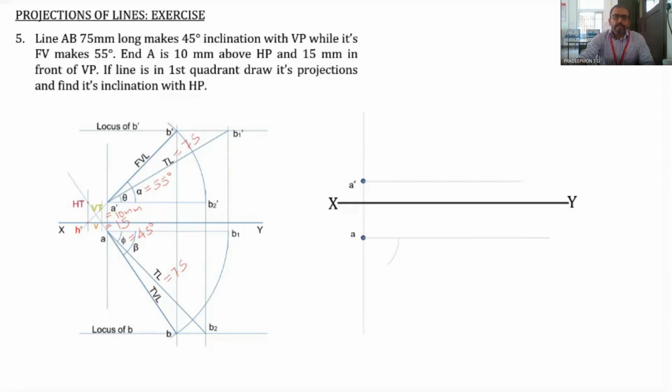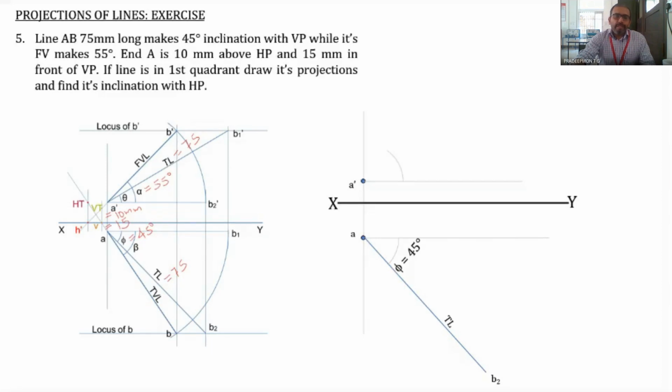Then in the top view, it is given that the line is inclined at 45 degree with the VP, so phi is 45 degree, and we can mark that, as well as the true length. Here phi is 45 degree and the true length line is drawn. The true length is 75 millimeters, so a 75 millimeter line can be drawn, and we can obtain the point B2. Now this is the true length, that is 75 millimeter.